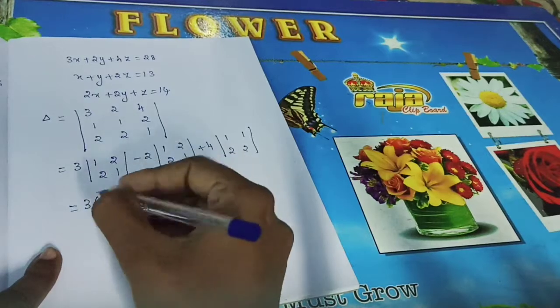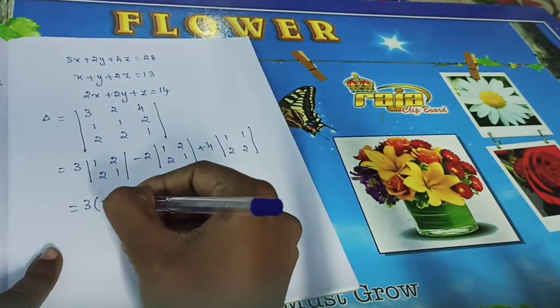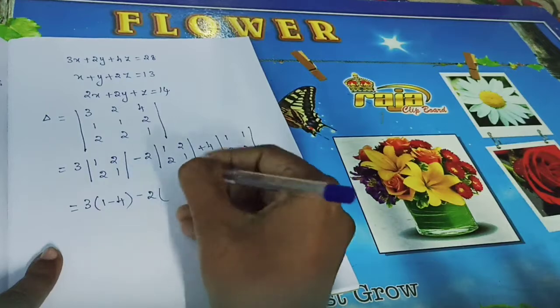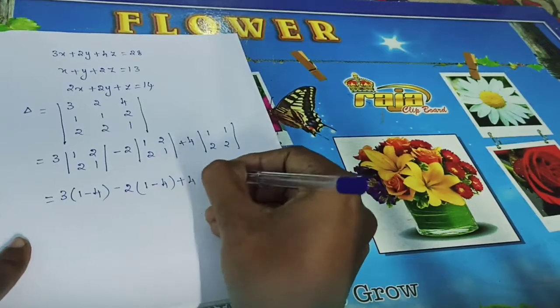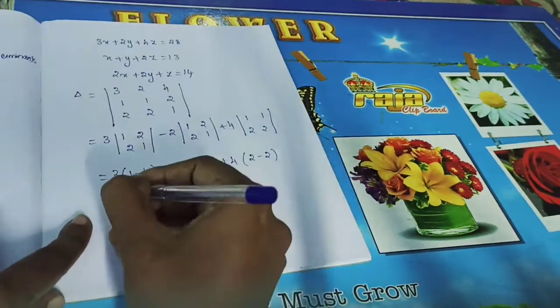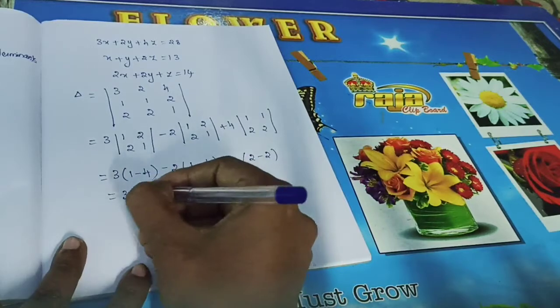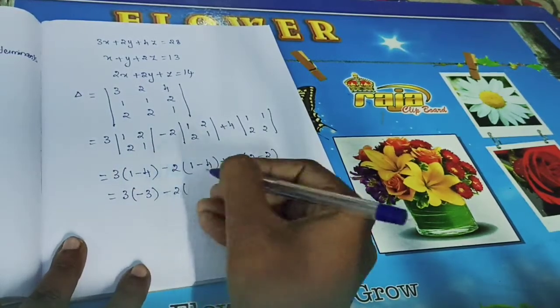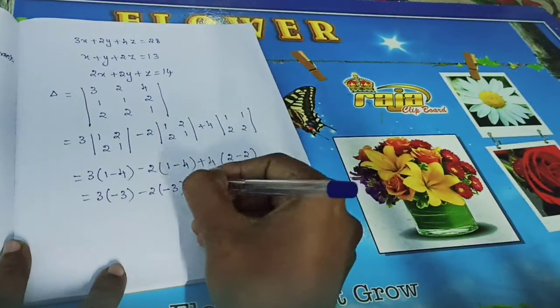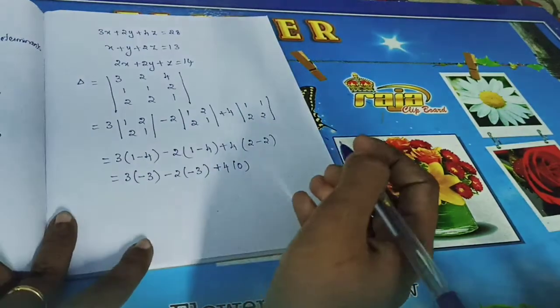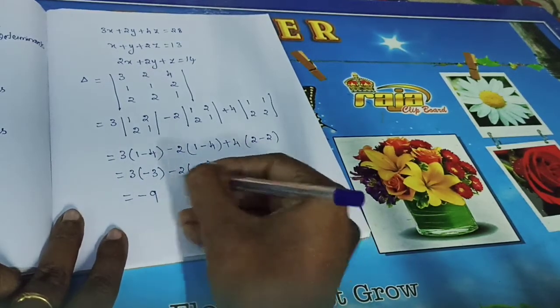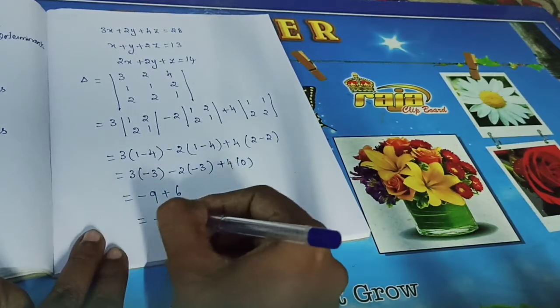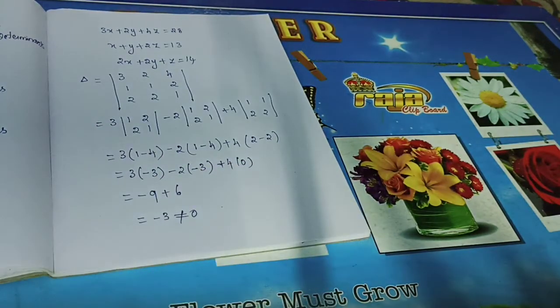That is equal to 3 into (1 into 1 is 1, minus 2 into 2 is 4), minus 2 into (1 into 1 is 1, minus 2 into 2 is 4), plus 4 into (1 into 2 is 2, 2 minus 2). That is equal to 3 into (1 minus 4, which is minus 3), minus 2 into (1 minus 4, which is minus 3), plus 4 into 0. That is equal to minus 9, minus into minus plus 6, that is equal to minus 3. It is not equal to 0. Understand? Then let's move to the next one, that is delta x.